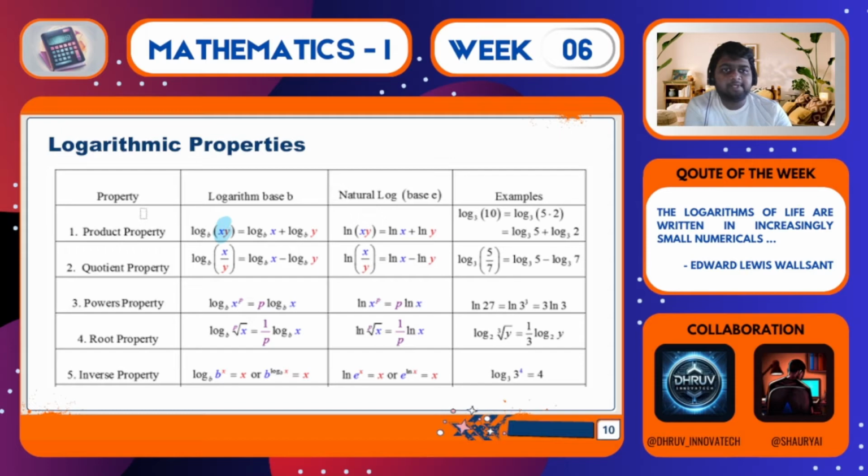Then comes the quotient property. You don't have to keep these property names in your mind, you just need to understand what the properties are. Whenever your value can be divided, it can get separated.